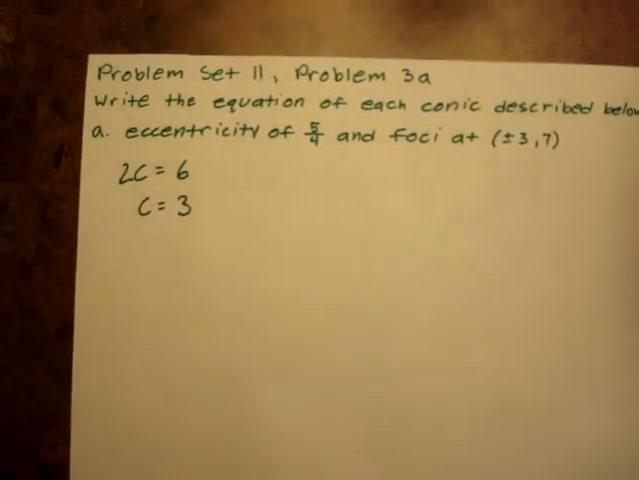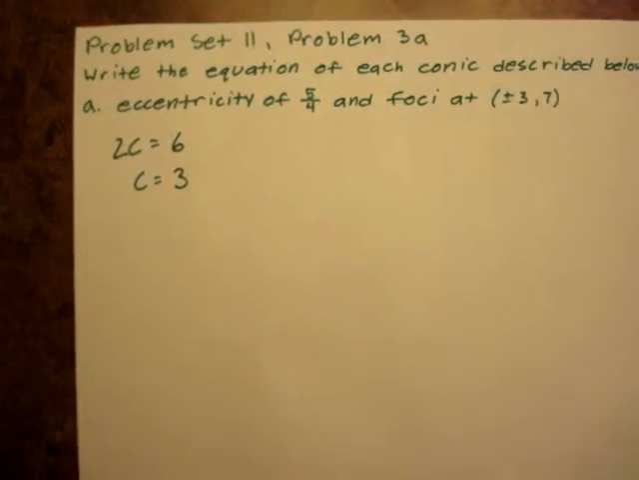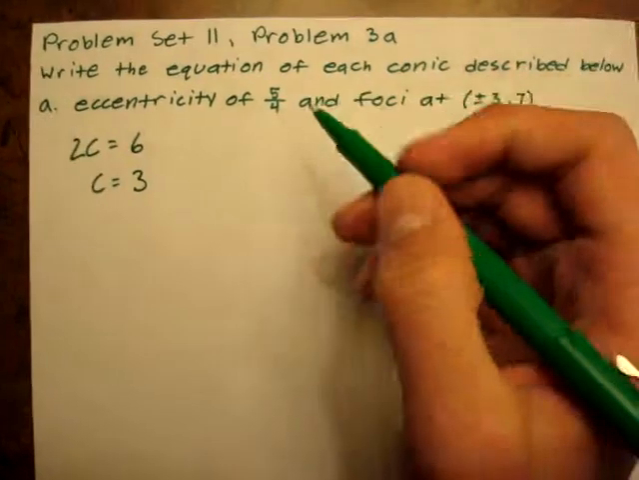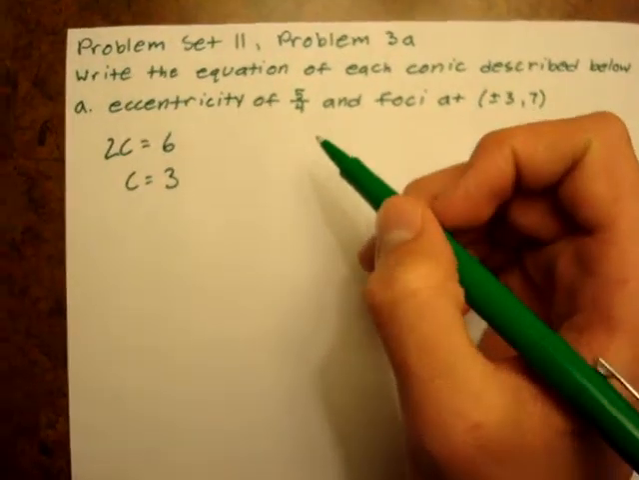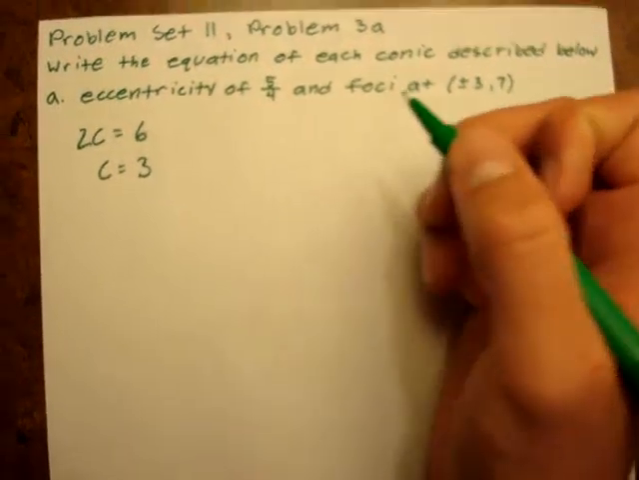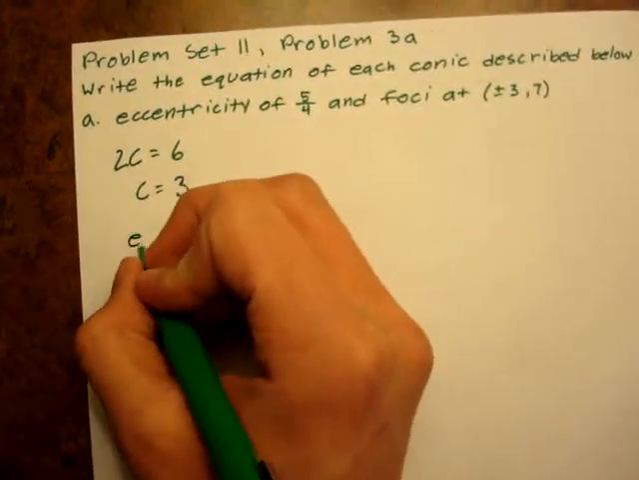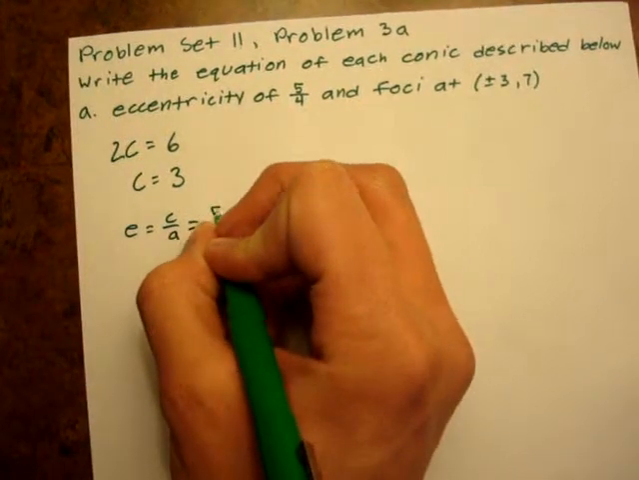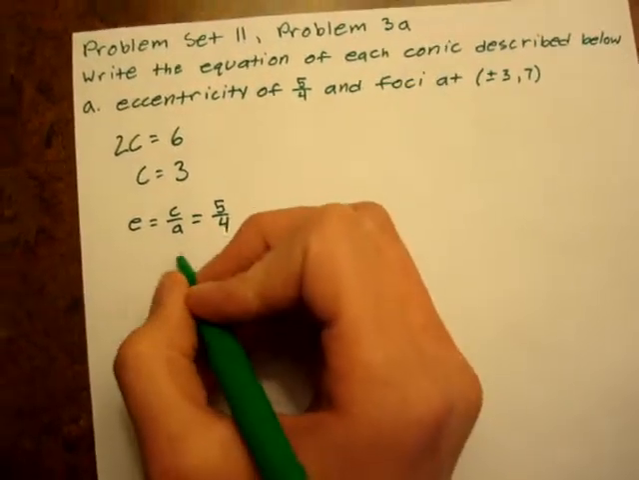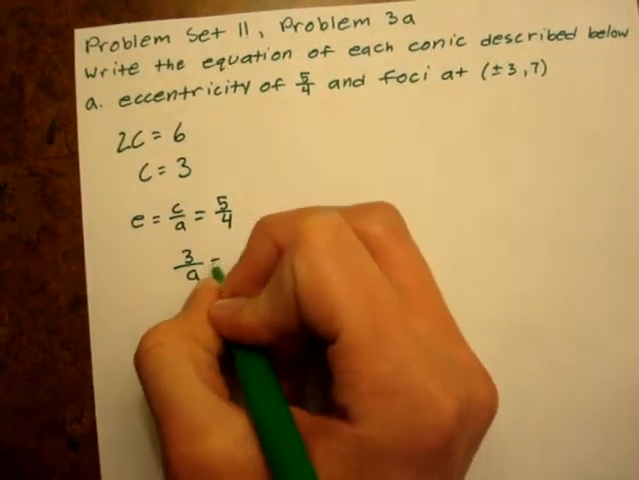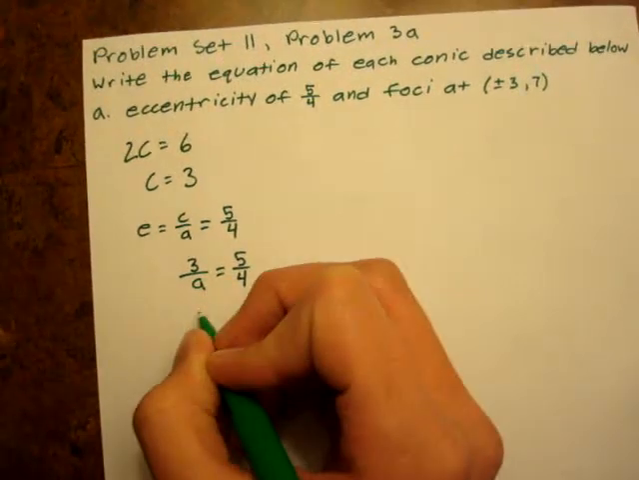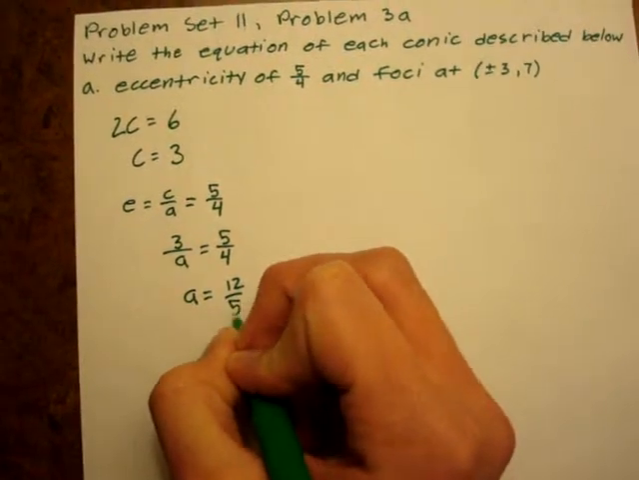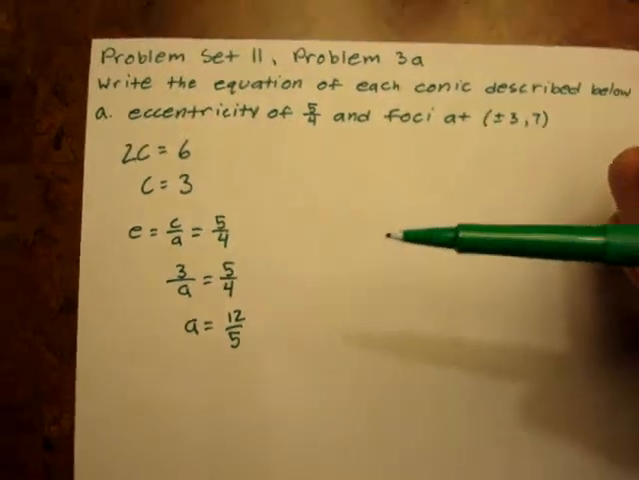So now that we have found c, we can use the eccentricity here, 5 over 4, to solve for our a value. So we say that e is equal to c over a, which is also equal to 5 over 4. Now, c we know is 3, so 3 over a equals 5 over 4. Look at that, a equals 12 over 5. Great.